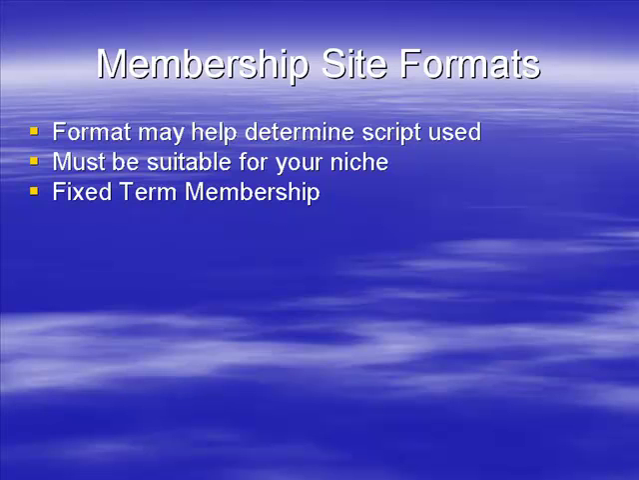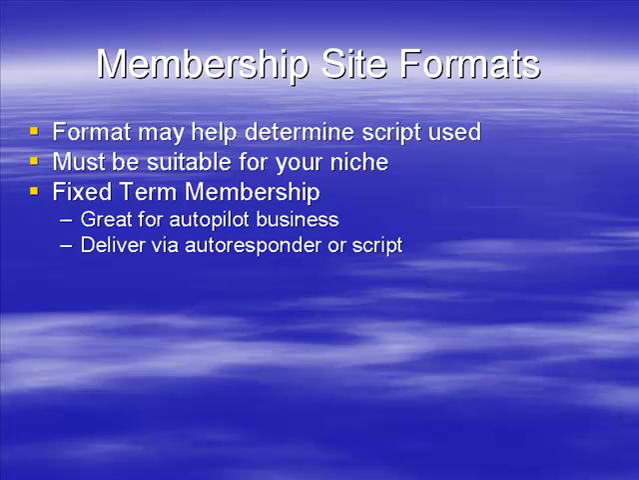A fixed term membership is a really, really great idea. It's a good idea for an autopilot business because the content's delivered over a fixed term. So I can either use a script, or the more popular one is to use an autoresponder. If it's a 6-month course with content delivered each week, all you do is preload your autoresponder. Members sign up, become a member, sign up to the autoresponder, and then they get delivered the content over a 6-month period. So it's very, very good.